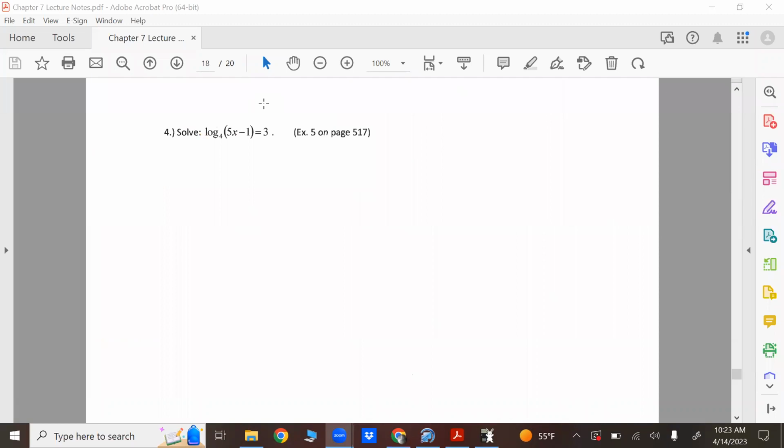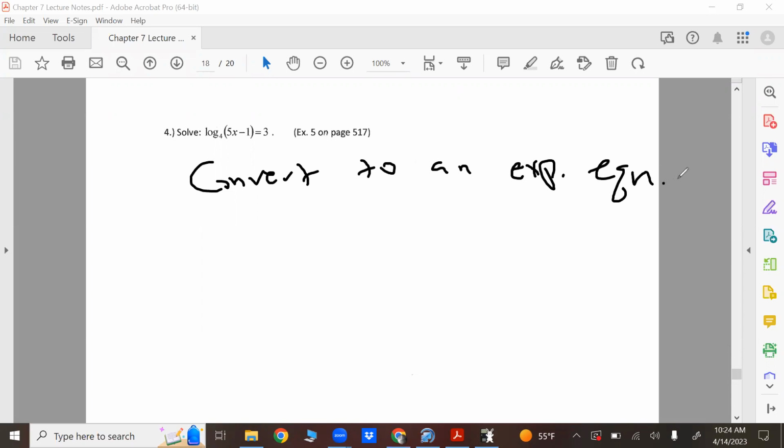Now, in this case, I would say convert to an exponential equation. How would I do that conversion? Do you guys remember? 4 to the power 3 equals 5x minus 1. Perfect. Thank you, Hugo.